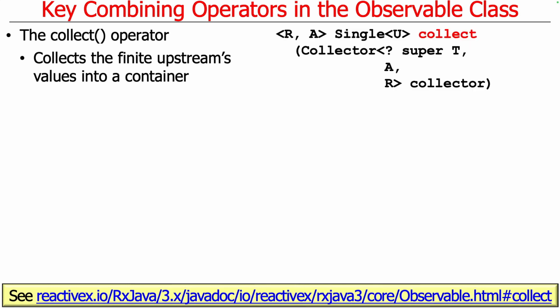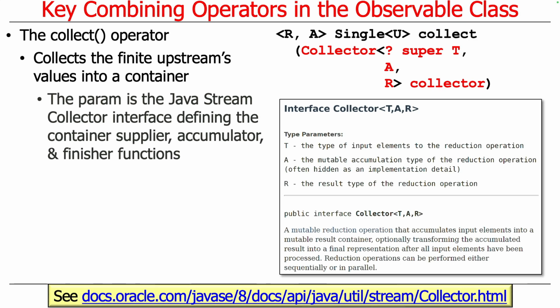Let's talk about collect next. I'm not honestly sure why collectInto is all that necessary. I guess there are some use cases. But collect is a more familiar interface, a more familiar operator that is part of RxJava. This collects the finite upstream's values into a container, and the parameter is the good old Java stream Collector interface. We've seen this now for quite some time, going back to our initial discussions of Java sequential streams, and the Java parallel streams, and the Java completable futures. We've looked at collectors over and over again.